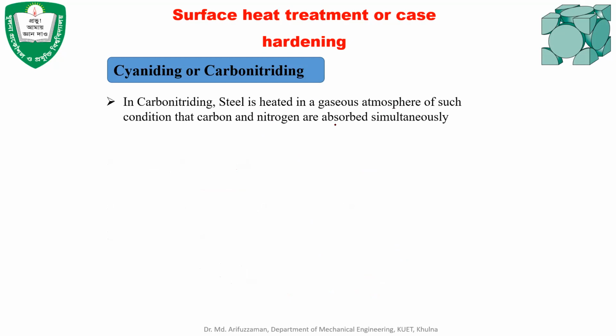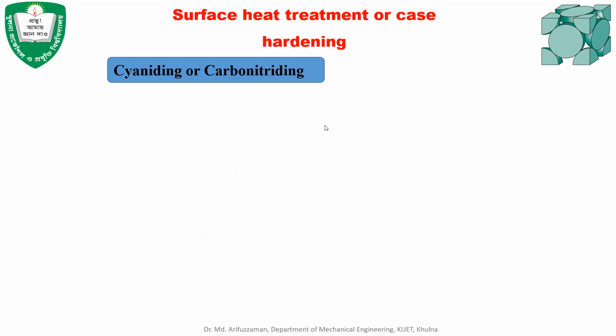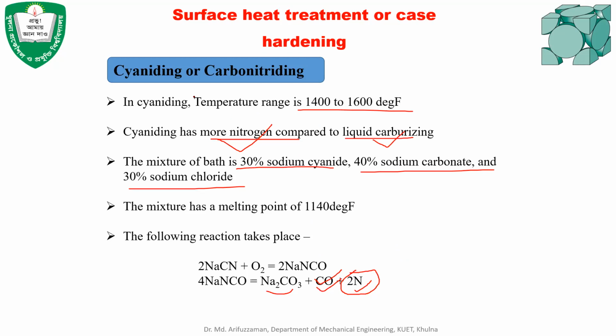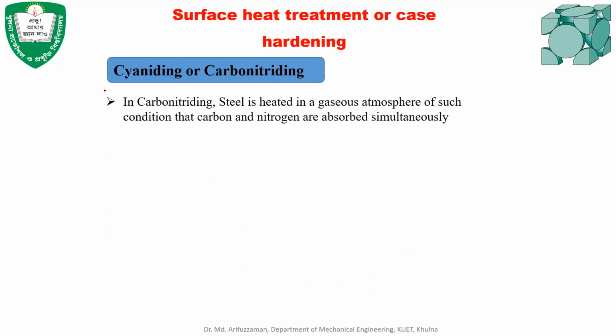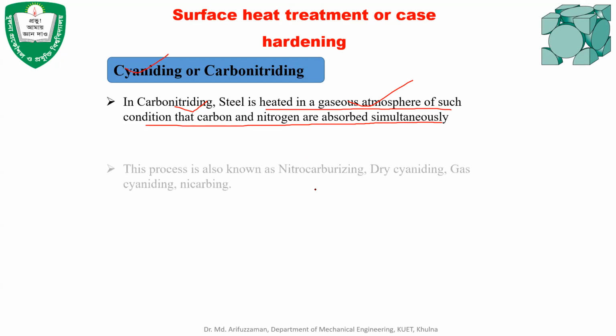In the case of cyaniding, there are two methods actually. The first method that I have described is cyaniding, and the second method is carbonitriding. In this case, steel is heated in a gaseous atmosphere of such condition that carbon and nitrogen are absorbed simultaneously. Carbonitriding occurs in the gaseous environment, and cyaniding occurs in the liquid environment. Okay, that is the difference between cyaniding and carbonitriding.